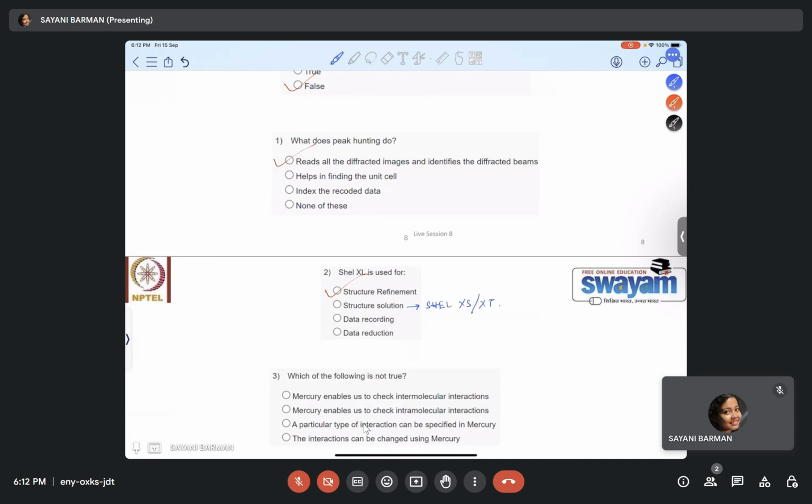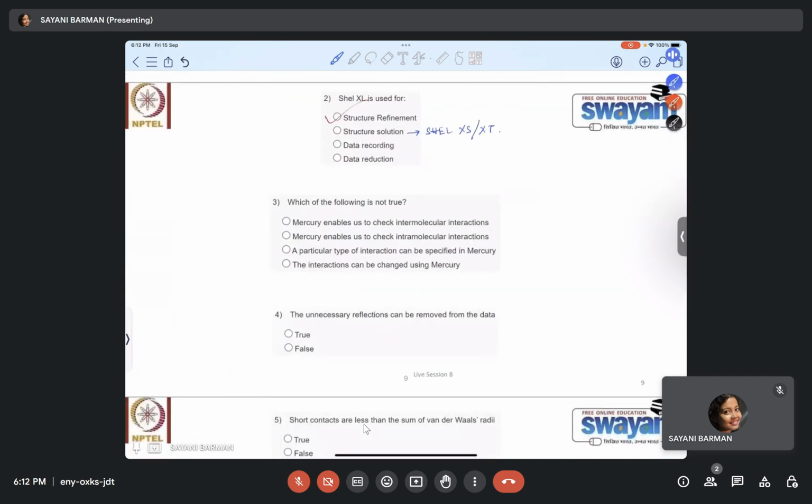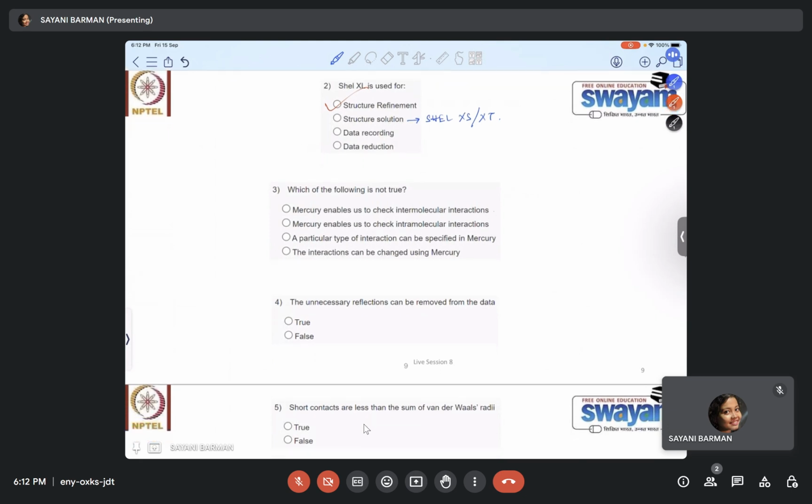Okay. Now the next one is, which of the following is not true? Mercury enables us to check intermolecular interactions. Yes, it does help. Enables us to check intramolecular interactions. Yes. A particular type of interaction can be specified in Mercury. Yes. So what is left? This one only. The interaction can be changed using Mercury. No, those cannot be changed. So this is the right answer, because the question asked which is not true.